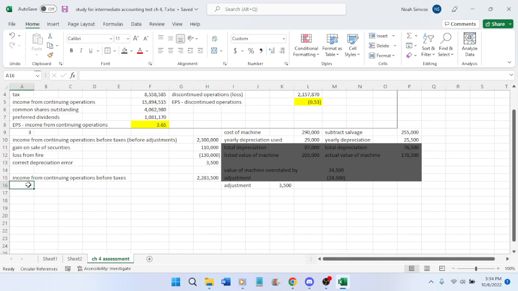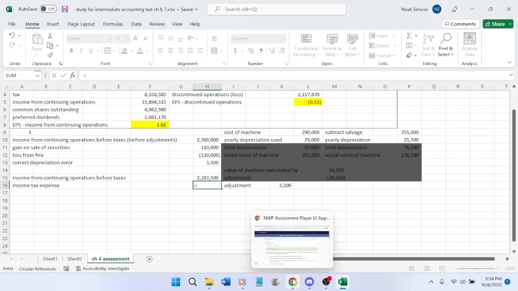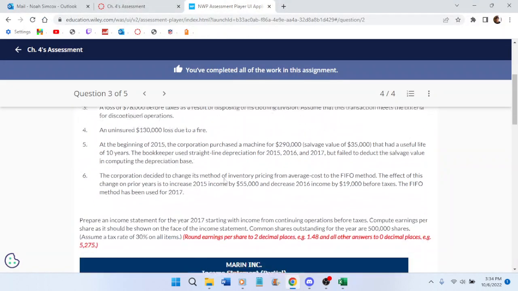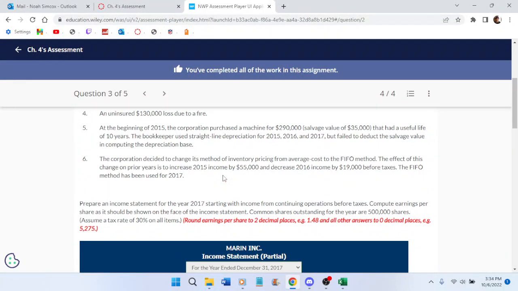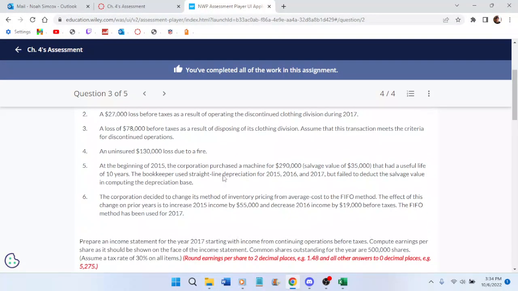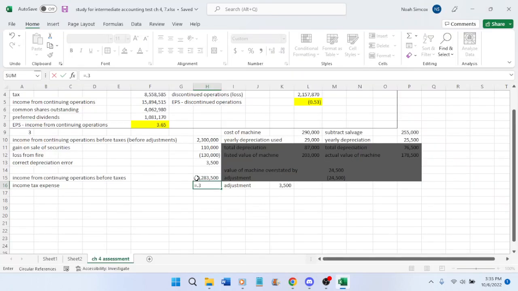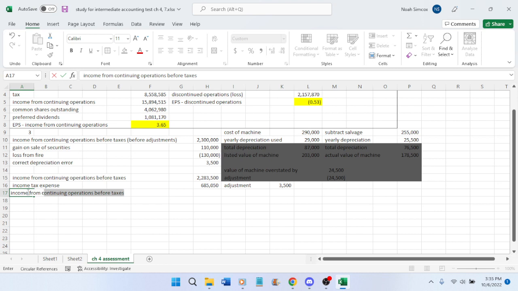Income tax expense. Okay, so the income tax expense will be equal to what? 0.3 times this. Income from continuing operations.